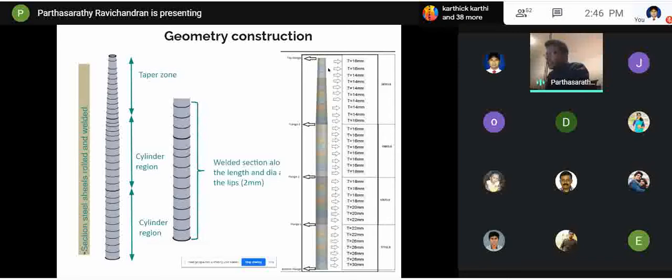The reason they are going for these kinds of thickness is that when you do the modal analysis as well as buckling analysis, you are forced to consider thickness as a major parameter as well.